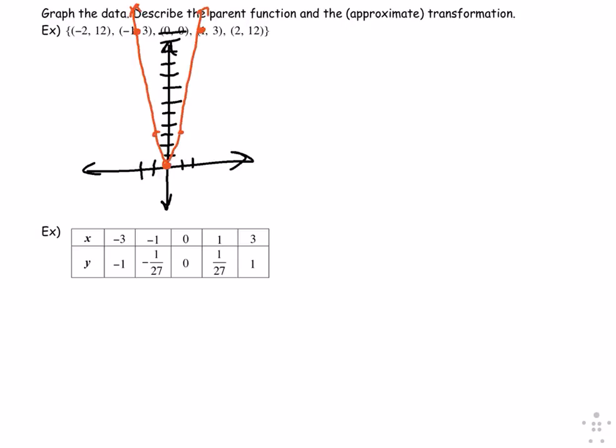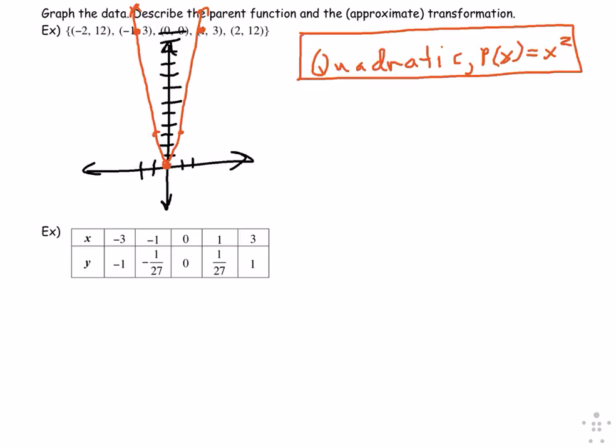That's a parabola. So it says describe the parent function. So the parent is going to be quadratic. And so that looks like y equals x squared. I'll call it, using function notation, parent graph of x is equal to x squared. So that's part of the answer.